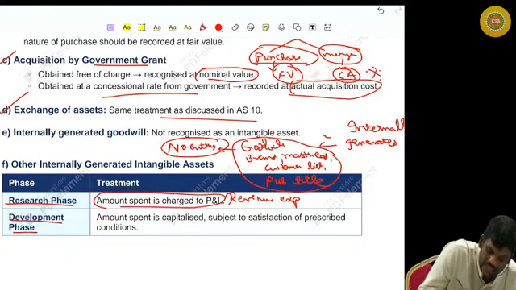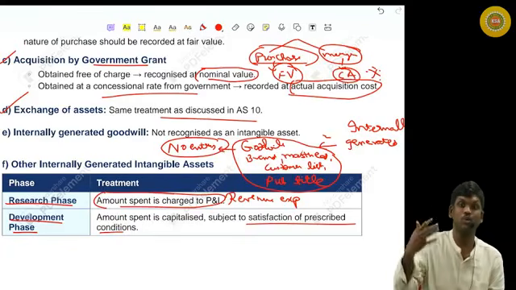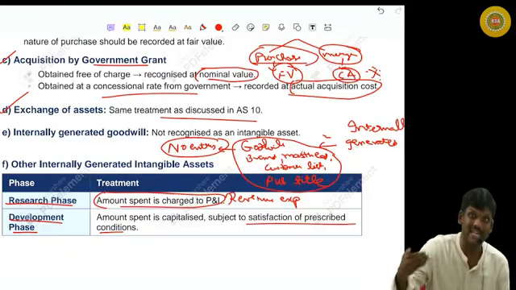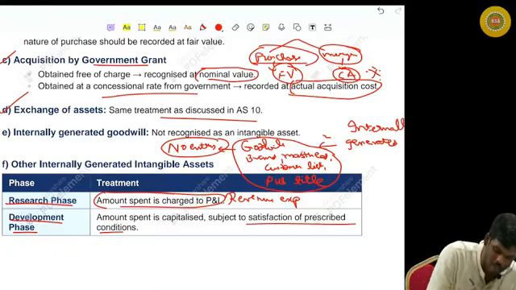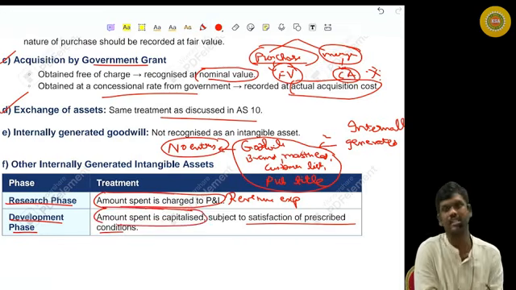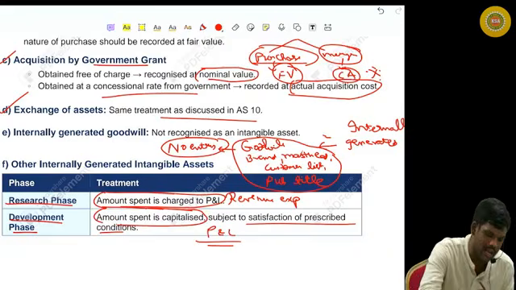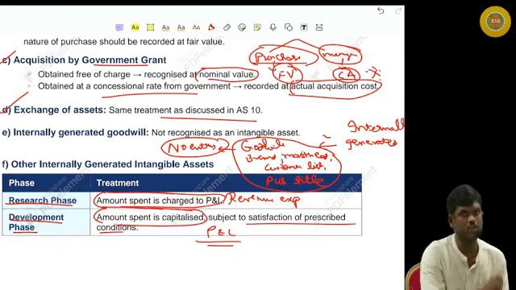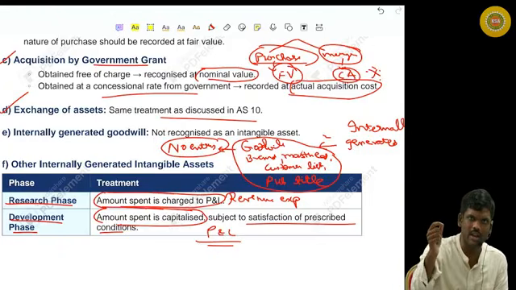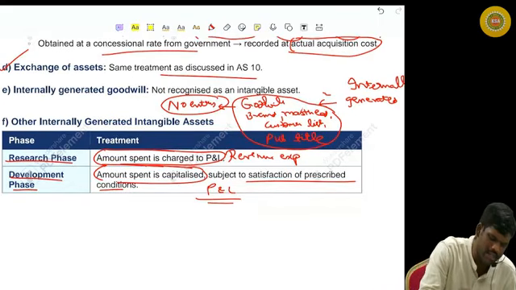In that case, there are certain conditions which are given in AS26, like it should be technologically feasible. You should have enough resources to complete. You should have intention to complete. You should demonstrate that there will be benefits from this project. And if those conditions are satisfied, then whatever money you have spent can be capitalized. But if those conditions are not satisfied, again, whatever money you have spent in development phase should be charged to P&L. So this is also one important point because this is not there in AS10. So remember, research phase, expenses off to P&L. Development phase, conditions not satisfied, expenses off to P&L. Conditions satisfied, it can be capitalized.